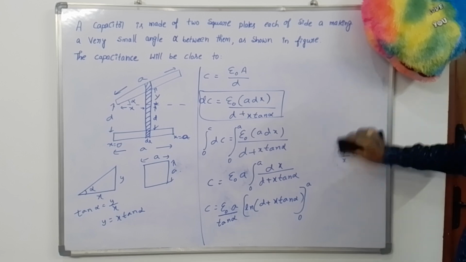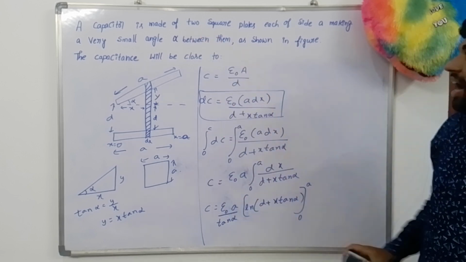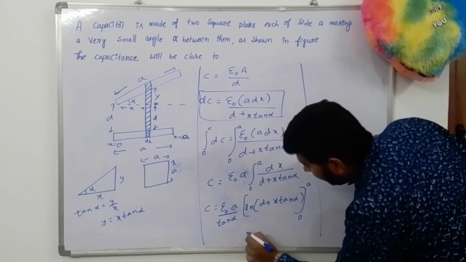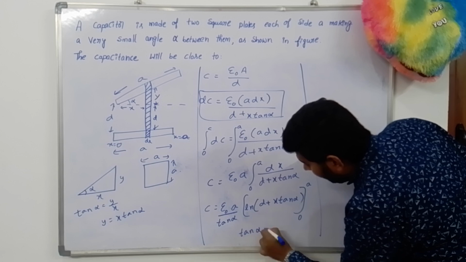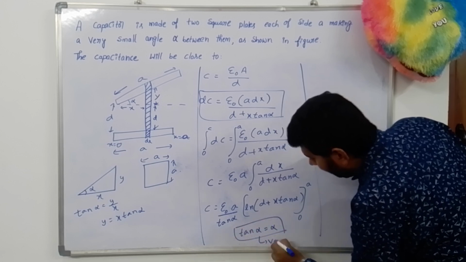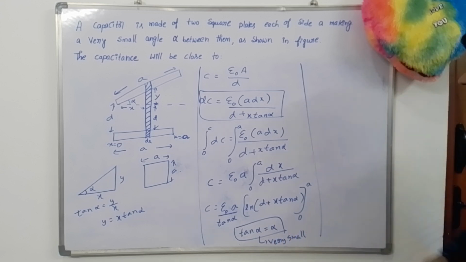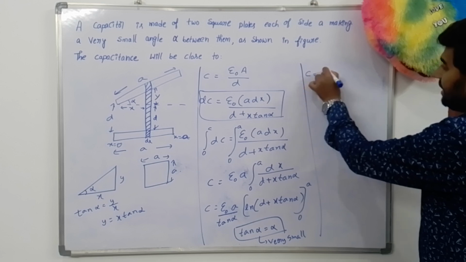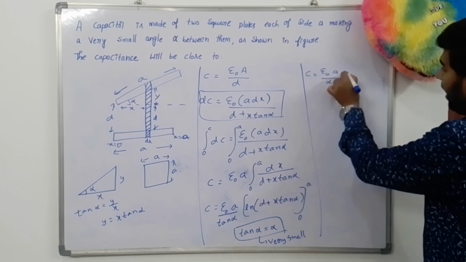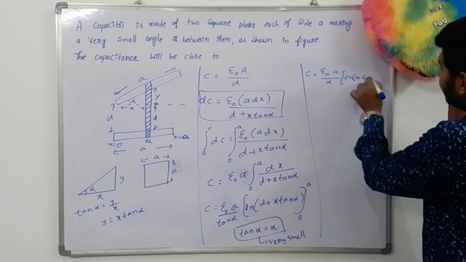It is clear. Now if you observe the alpha they have given, the angle alpha is very small. Here if angle alpha is very small, tan alpha becomes alpha. In which condition? If alpha is very small, tan alpha is equal to alpha. From this, how can I write? C is equal to epsilon naught a by alpha ln of d plus x alpha.